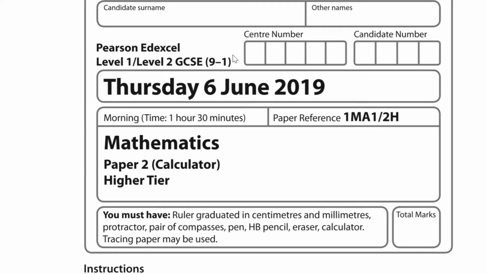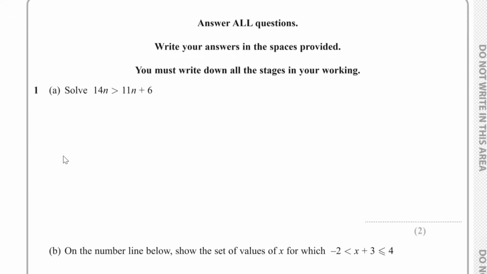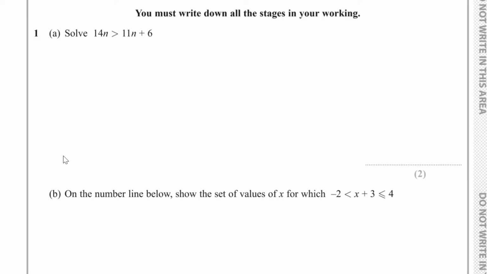Hi guys, this is the Edexcel GCSE Maths (9-1) Paper 2 from the higher tier, from the June 2019 series, and it's a calculator paper. For question 1, we have to solve 4n being greater than 11n plus 6.